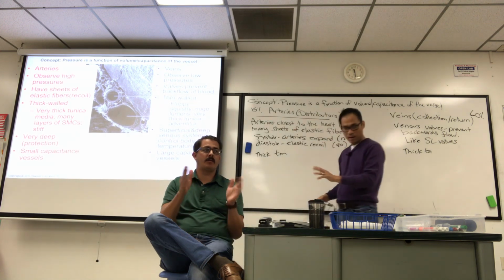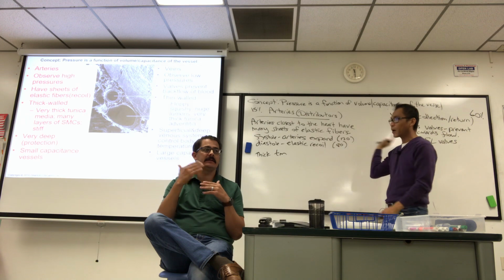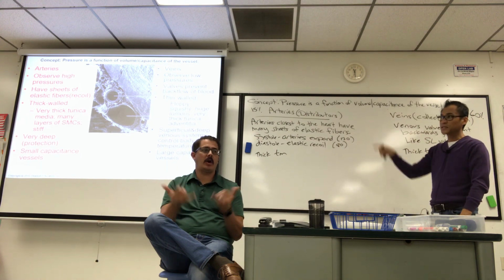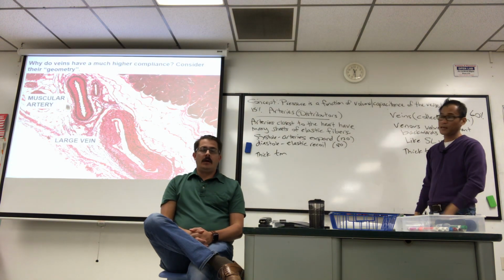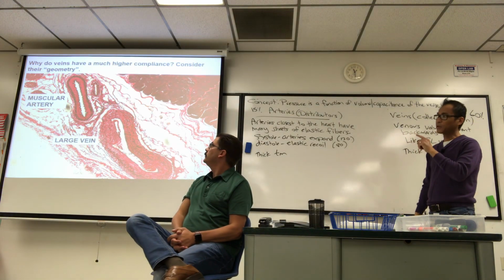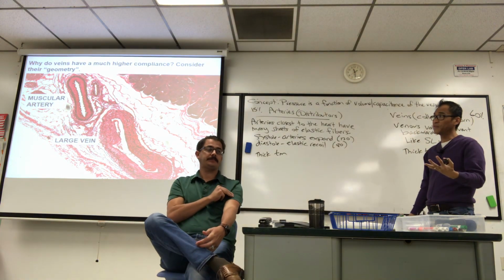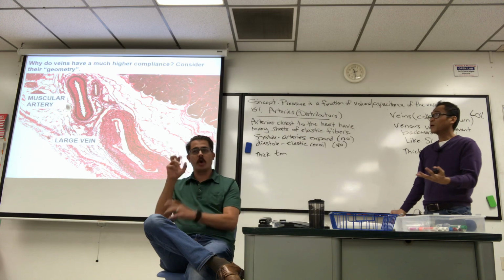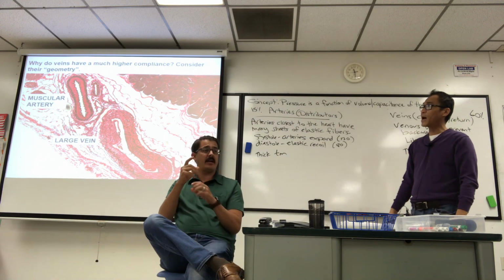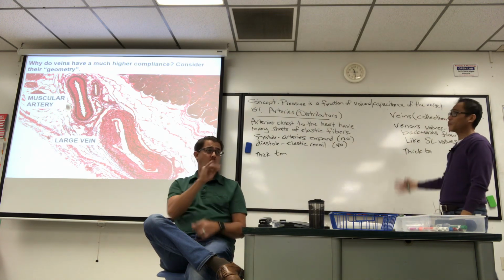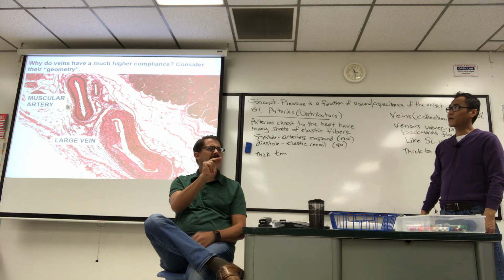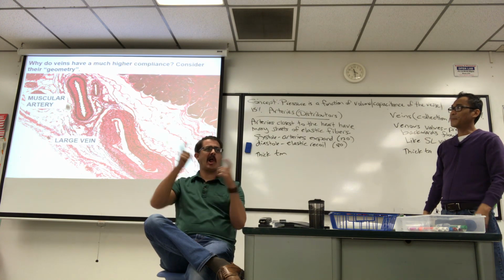I want to move away from the compare, contrast list, but let's look at a picture of an artery and vein now. There's a muscular artery and a large vein. You can see the difference. The veins are larger, and it kind of answers the question I have at the top. Why are veins so much higher compliance? Why do they have that large capacitance?